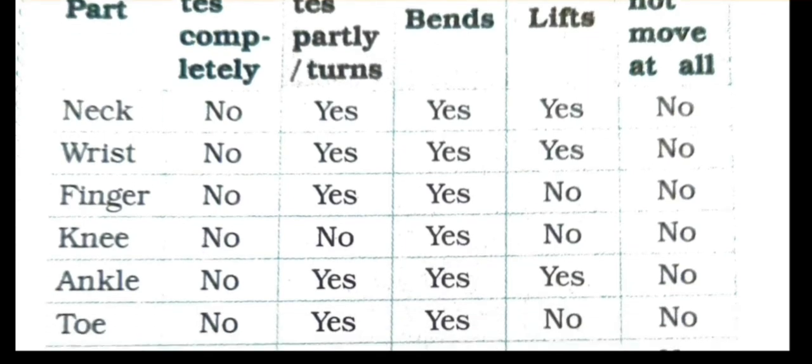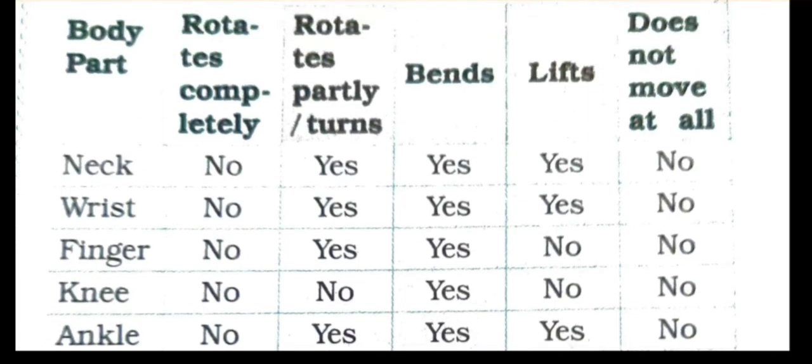Now the second body part is the wrist. Does the wrist rotate completely? No. Rotates partially, yes. It bends, yes. It also lifts, yes. Does not show any movement, it is wrong. It shows movement, so you have to write no here.